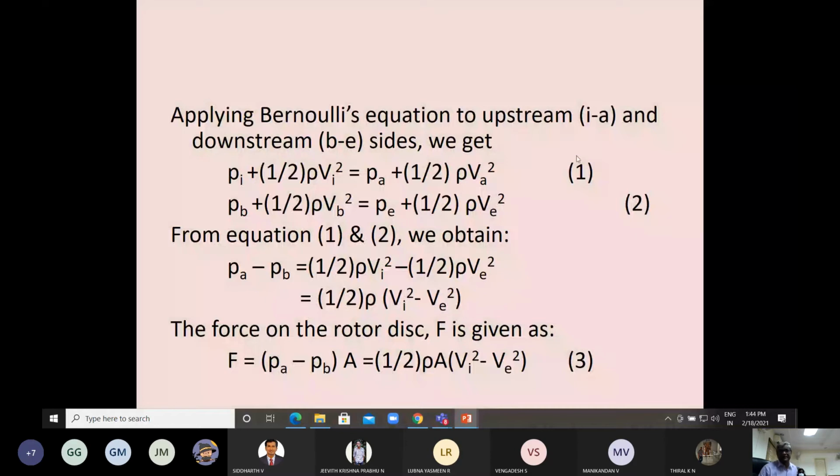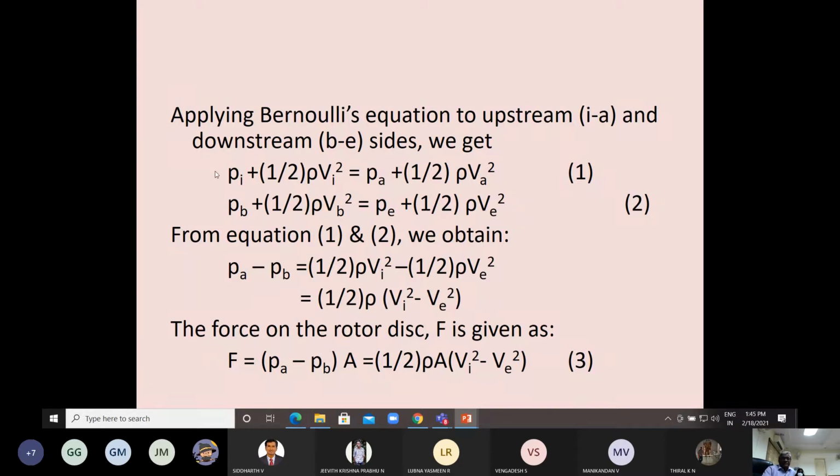This is equation number 1 and equation number 2. Here we are just substituting and rearranging, so by doing all these things, you get the solution. From equations 1 and 2, we are equating the upstream and downstream properties, and that's why we are equating from equation 1 and 2.